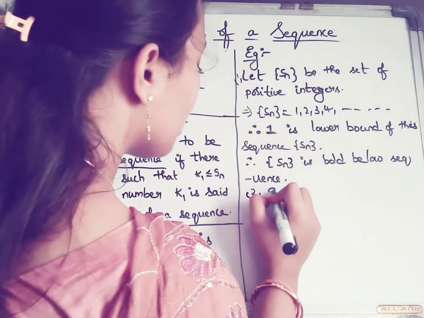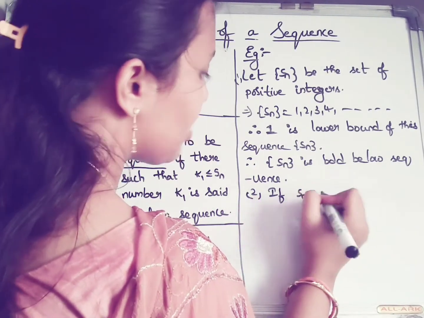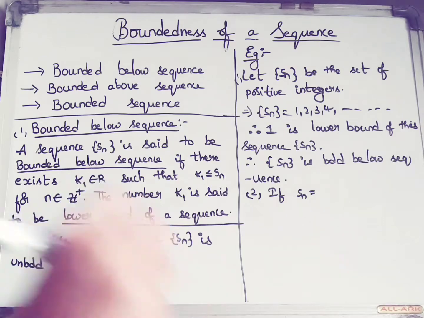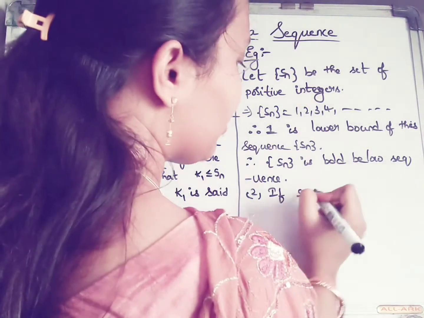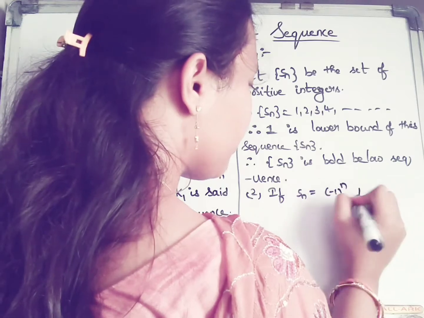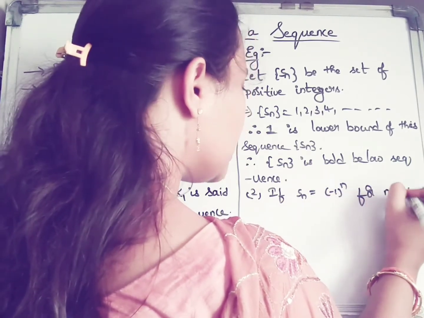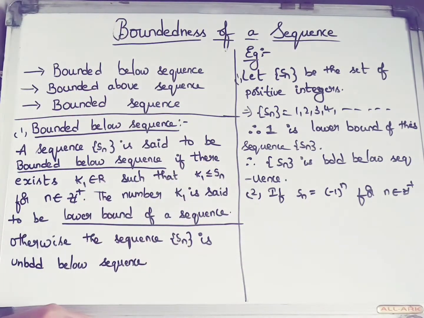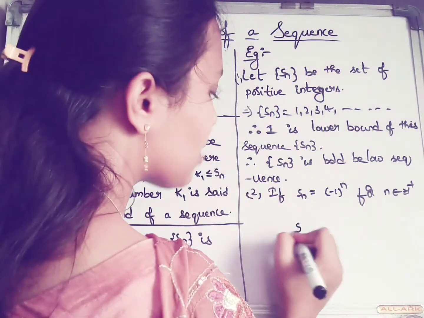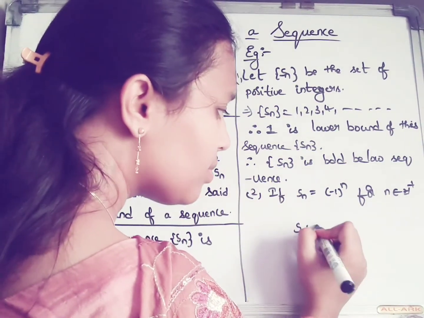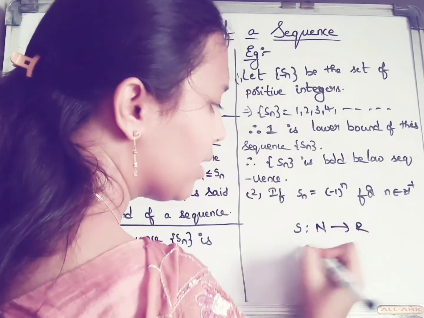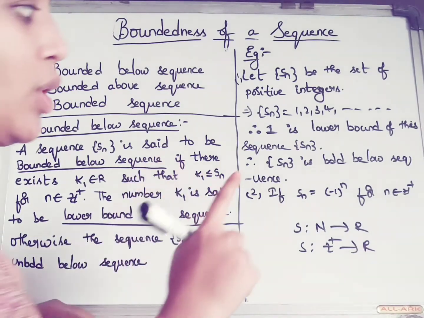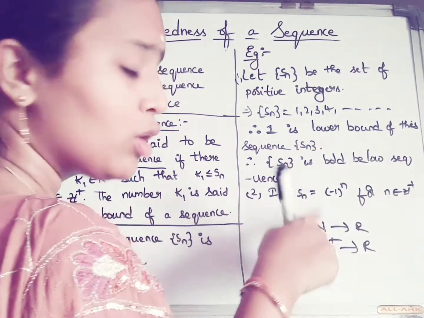Second example. Sometimes they may give the nth term, and from that we need to find a sequence. In that we need to find lower bound of a sequence. If Sn is equal to (-1) power n, for n any positive integer. Every time we need to consider n belongs to Z plus. Why? Because our mapping is sequence mapping, S from N to R or S from Z plus to R by the definition of a sequence. So we need to consider n belongs to either Z plus or capital N.